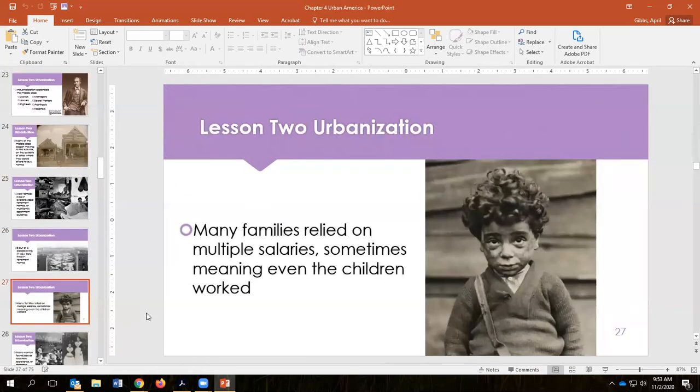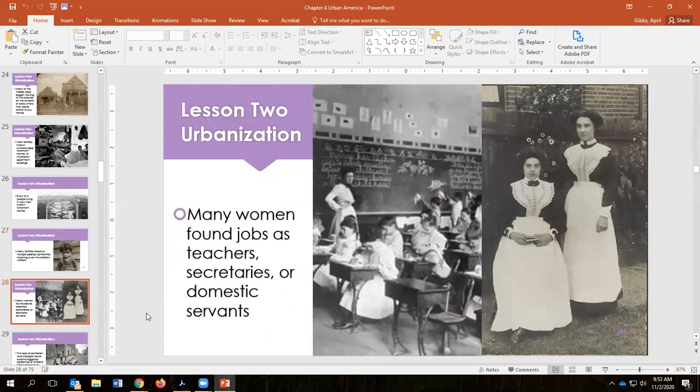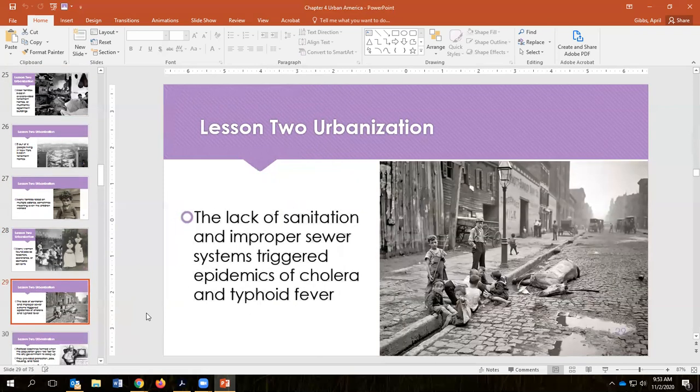Many families relied on multiple salaries, sometimes meaning even the children worked. Many women found jobs as teachers, secretaries, or domestic servants. The lack of sanitation and improper sewer systems triggered epidemics of cholera and typhoid fever. So you can see even the horse is dead. They just left it in the street.